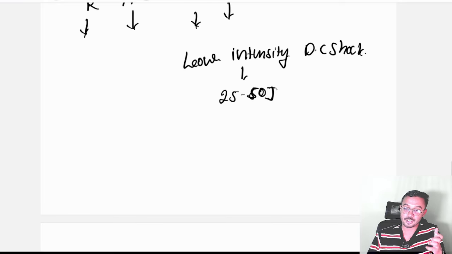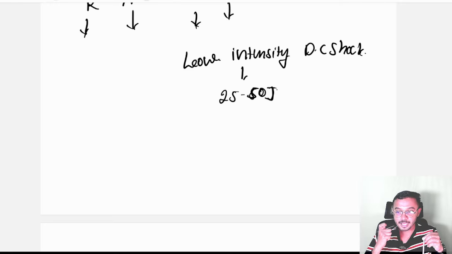And if they ask about non-synchronized DC shock, it is given for ventricular fibrillation and pulseless ventricular tachycardia. Keep in mind, non-synchronized means it doesn't deliver the shock on the R wave. Why? Because the machine cannot identify the R wave in these conditions.